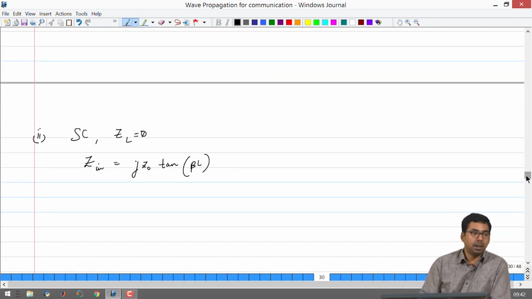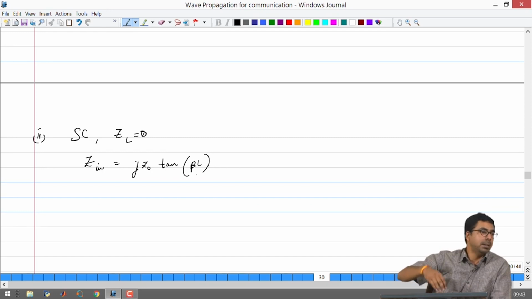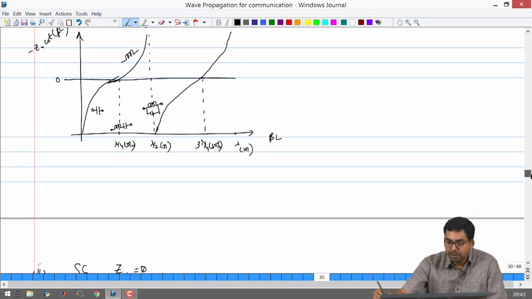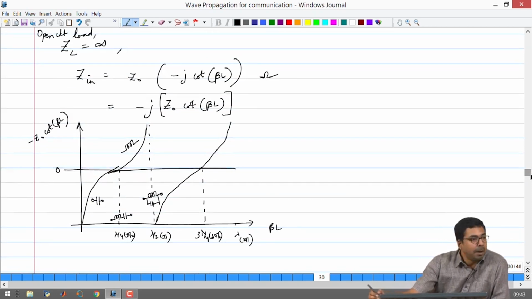Once again you can draw the variation of Z in with respect to the electrical length beta L. It will also have some places where it goes to plus infinity and minus infinity, discontinuity, and some 0 crossings. And you will notice that the impedance of the transmission line is repeating every lambda over 2. Every lambda over 2 it will keep repeating.